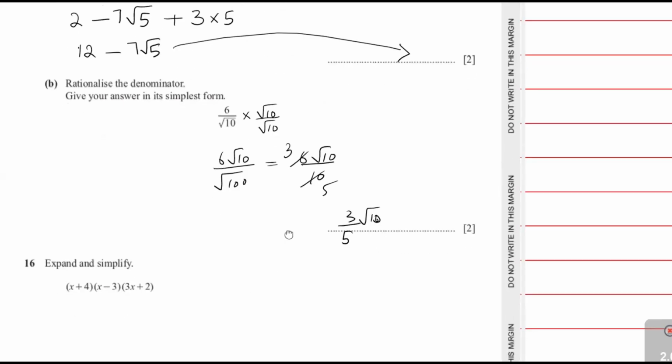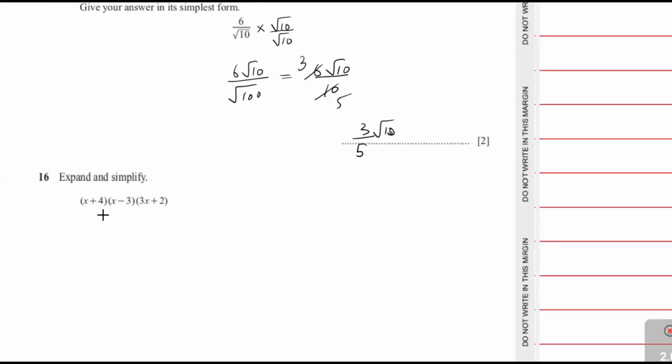Next question, question number 16: x plus 4 into 3x squared minus 7x minus 6. Firstly, we will multiply x by 3x, we get 3x squared, and next x into 2, we get plus 2x. Minus 3 into 3x, this is minus 9x, minus 3 into 2 is minus 6. We write 3x squared minus 7x minus 6.